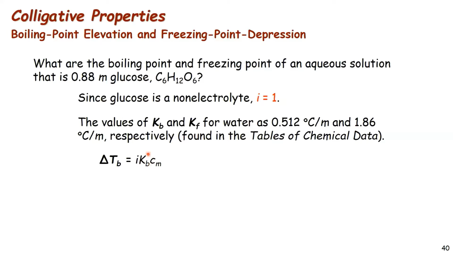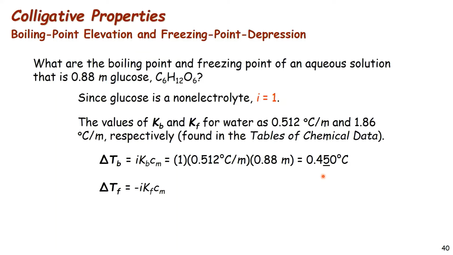Okay, so we looked that up. So now we know that. We know the molal concentration. We know i. So now we can determine that the change in the boiling point is 0.45 degrees Celsius. Okay. Freezing point depression, same thing. i is going to be the same number. We now have the negative out front. We looked up Kf when we looked up Kb, so we know it's 1.86, and the molal concentration was given as 0.88. So that is negative 1.63 degrees Celsius.